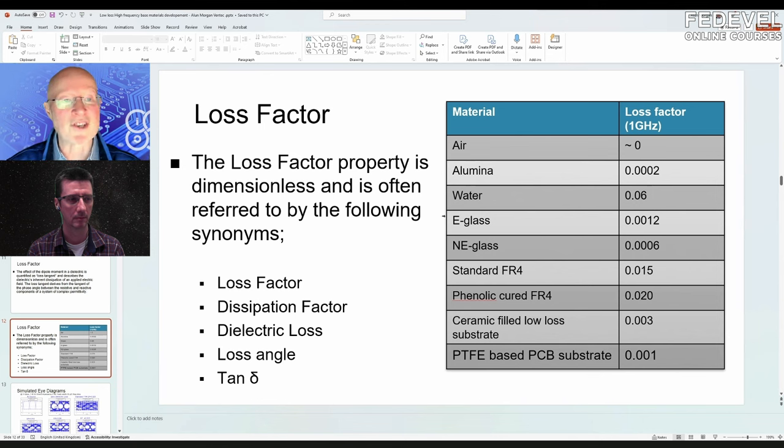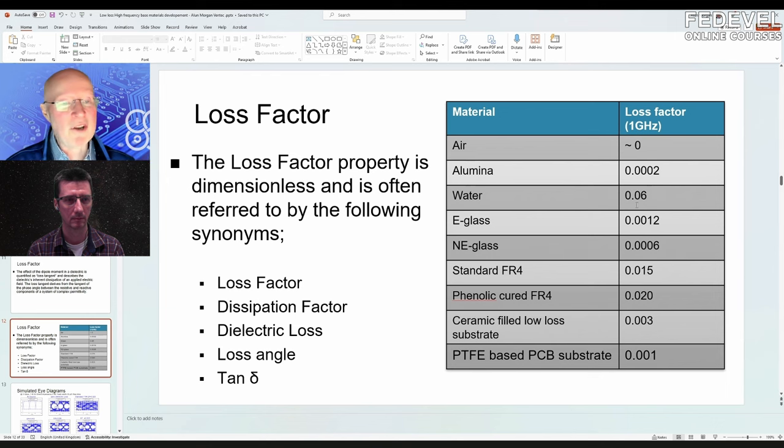So air is around zero. And vacuum is absolutely zero, just about, when there's nothing there at all. Water is pretty bad. I say 0.06. Put this in context. Standard FR4 laminate is 0.015. And that's not good. We know standard FR4 doesn't work well. So we know that's a bad figure. So 0.06 is what, four times worse. So water is very bad for the material.